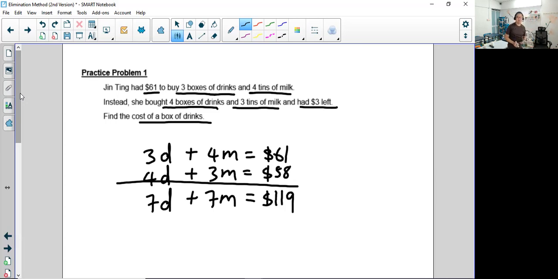that will give you $119. Now, some students may not be able to think like that, right? You may not think about adding everything together, but some will think like that, but others may not. And then after that, you get stuck also because you don't know what to do. But again, some students will know what to do because they will continue to divide by 7 to get 1 box of drinks and 1 tin of milk.